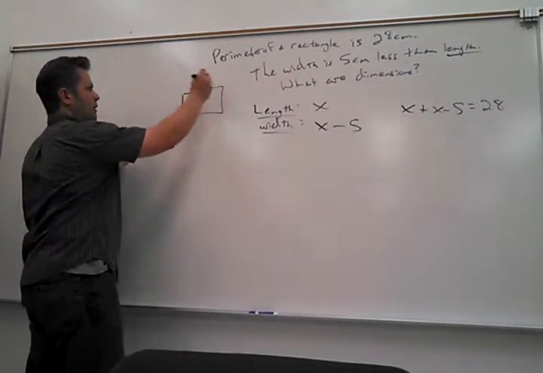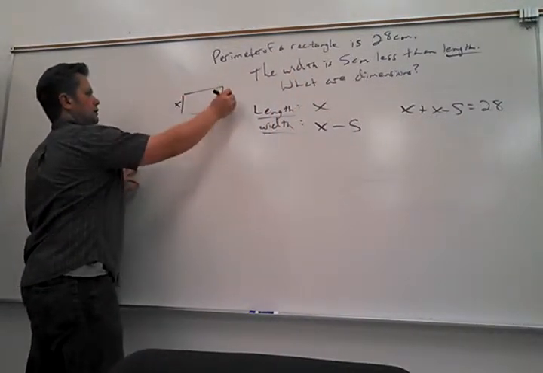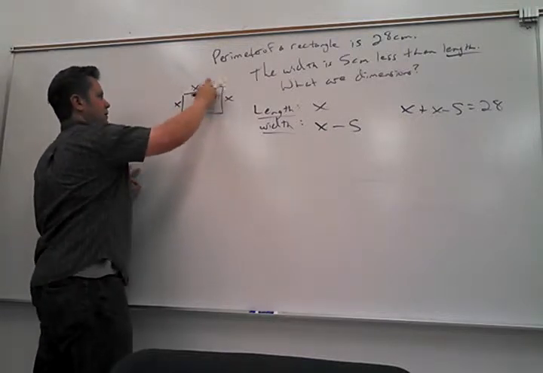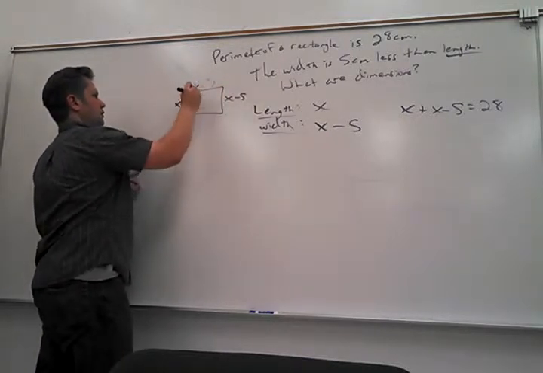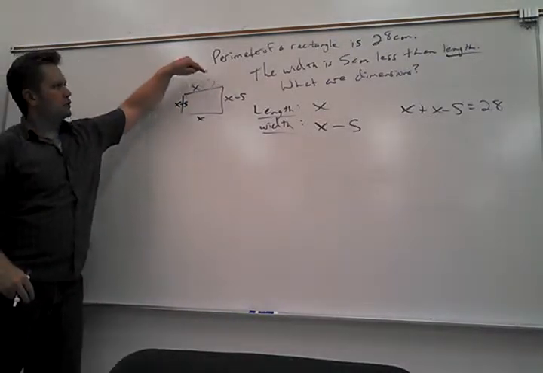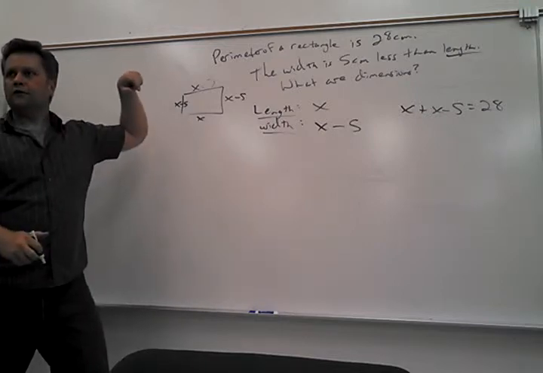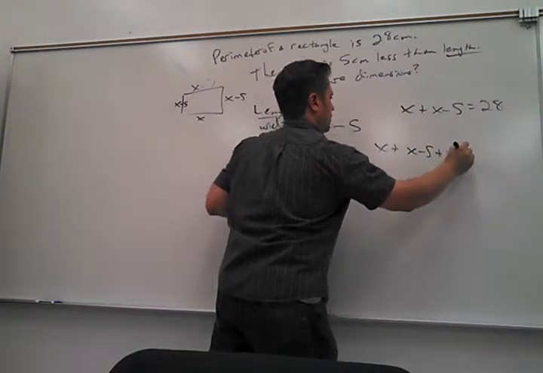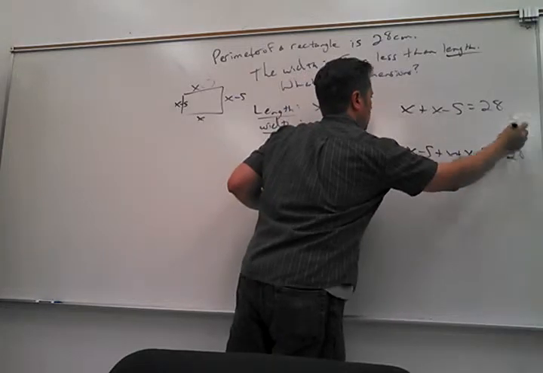So let's label my picture. The width is x. The length is x. The other way around. The width is x minus 5. The length is x. So to go all the way around, I've got to have x plus x minus 5 plus x plus x minus 5, right? So I'm just missing. So that's not right.